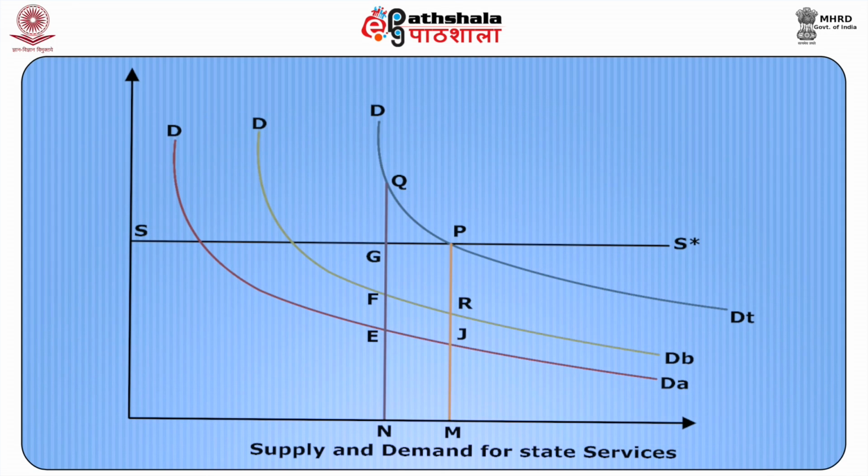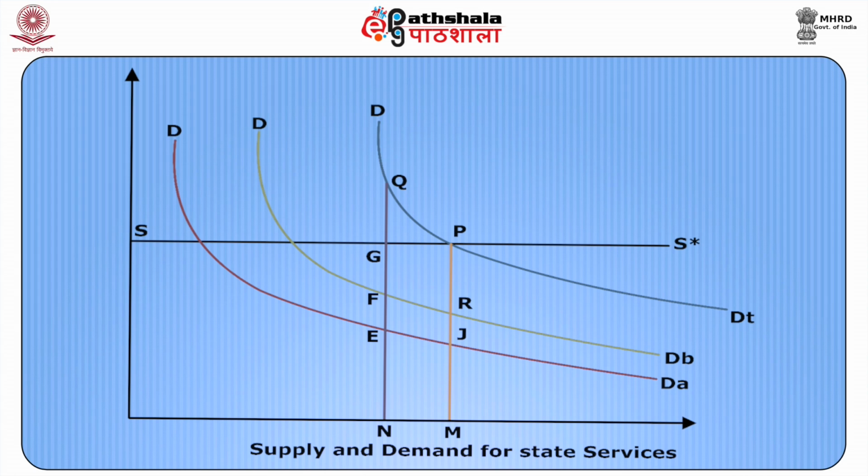Now, given the figure of supply and demand for state services or public goods, in the Lindahl model, if SS is the supply curve of public good, it is assumed that the production function of public or social good is linear and homogeneous. DDA is the demand curve of taxpayer A and DDB is the demand curve for taxpayer B. The vertical summation of the two demand curves of both the taxpayers results in the community's total demand schedule for the public goods.